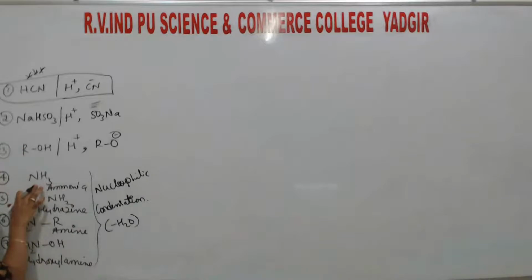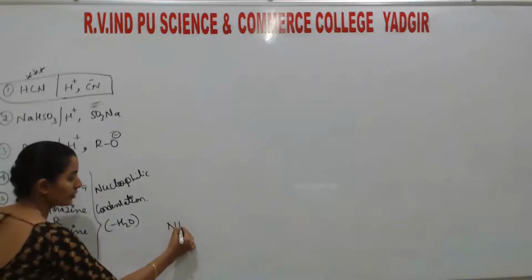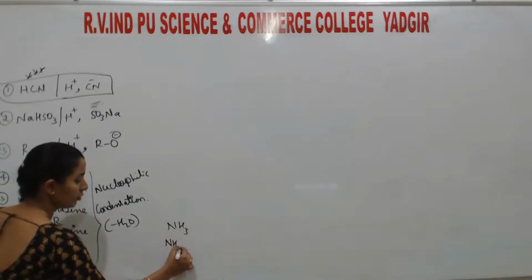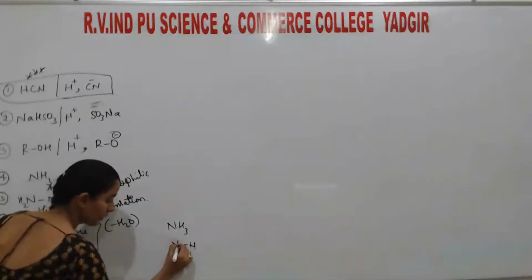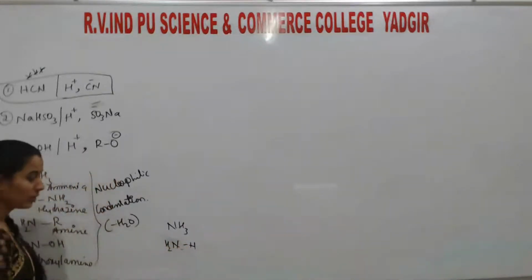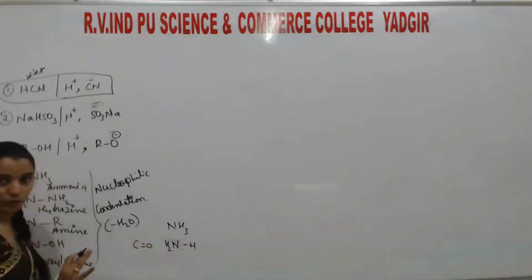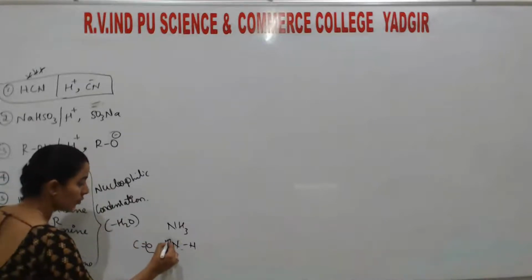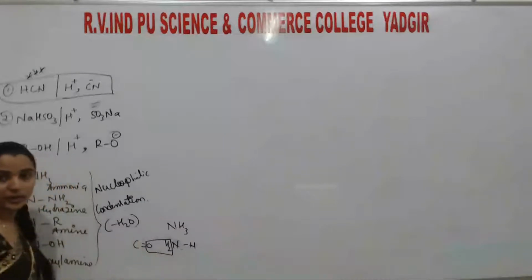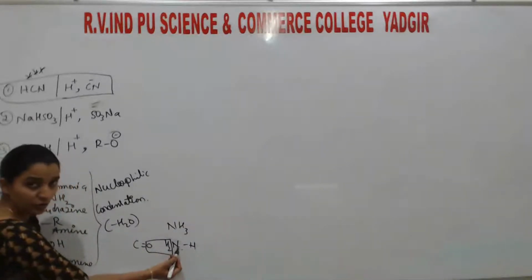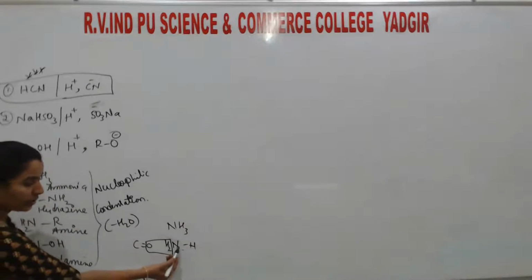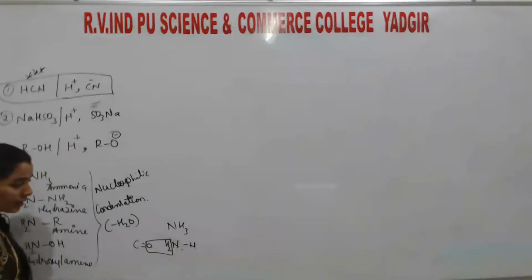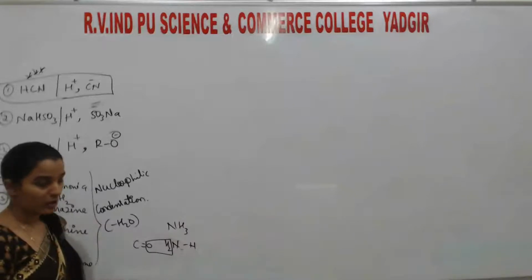In this NH3, it is NH2, H. So here carbon is there, carbonyl group. This H2O is removed, meaning this NH is bonded here. Of course, this is a nucleophile, NH. Compared to hydrogen, nitrogen is highly electronegative. This will get the minus charge.